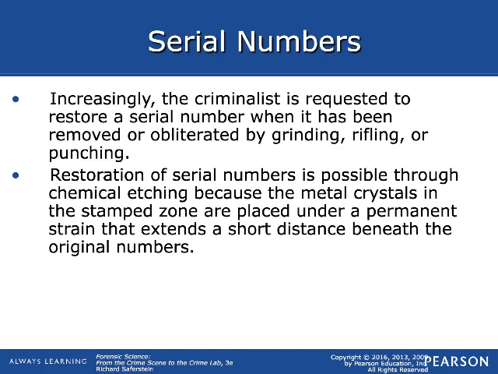Okay, now serial numbers. Increasingly, a criminalist is requested to restore a serial number on a weapon when it's been removed or obliterated, so destroyed by grinding, rifling, or punching. Restoring of serial numbers is possible through chemical etching. So depending on what the metal is, you use different chemicals to etch it. The metal crystals in the stamp zone are placed under a permanent strain because of when they're stamped. So the strain extends a short distance between the original numbers. So if you can etch it, you can often restore the numbers.